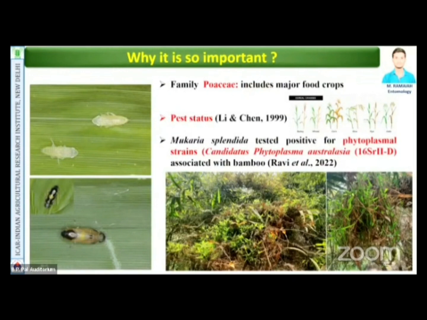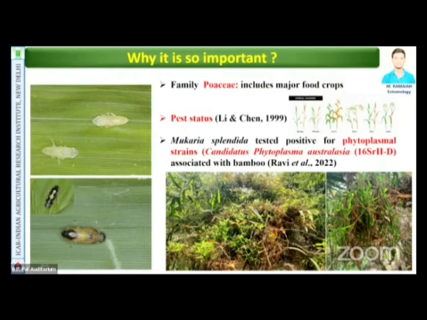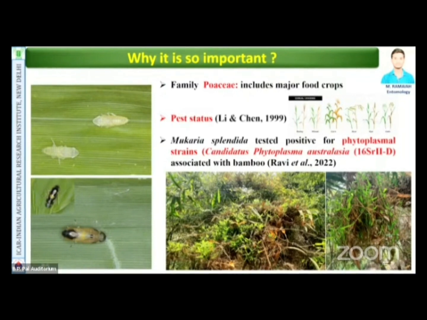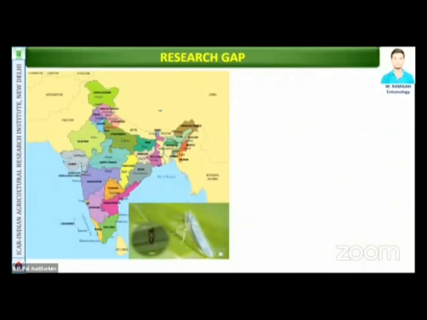So why is it important? What is the need to study these leafhoppers in relation to bamboo? Our agricultural food plants as well as bamboo belong to the Poaceae family. There is a chance of host shifting in the future because of global climate change as well as extensive cultivation. Legion in 1919 reported a specific tribe called Mukarini, which feeds exclusively on bamboo. Also, Mukaria splendida, which belongs to the Mukarini tribe, is a vector for phytoplasma.